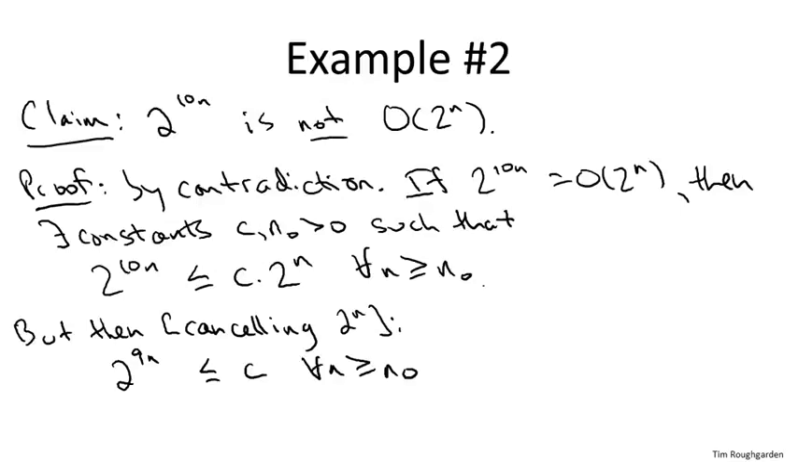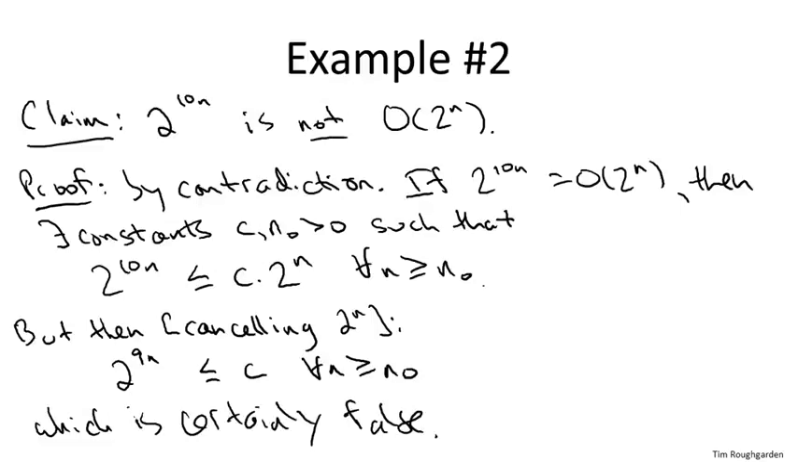But this inequality, of course, is certainly false. The right-hand side is some fixed constant independent of n. The left-hand side is going to infinity as n grows large, so there's no way that this inequality holds for arbitrarily large n. So that concludes the proof by contradiction.